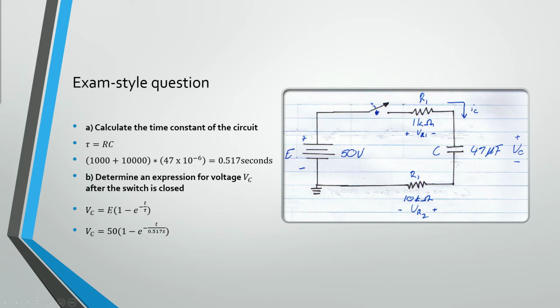And part B asks you to determine the expression of the voltage VC after the switch is closed, and it's as simple as just subbing in the values from the diagram, and you have your expression.